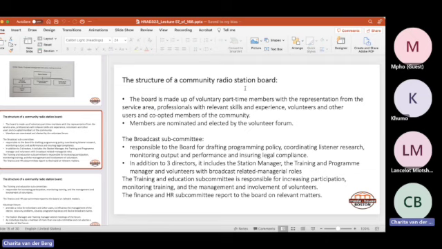So the structure of a community radio station board: in the UK, the board is made up of voluntary part-time members with representation from the service area, professionals with relevant skills and expertise, volunteers and other users, and co-opted members of the community. Members are nominated and elected by the volunteer forum. This is the same structure that a lot of our community radios actually adopt, and a lot of our campus radio stations work the same way.